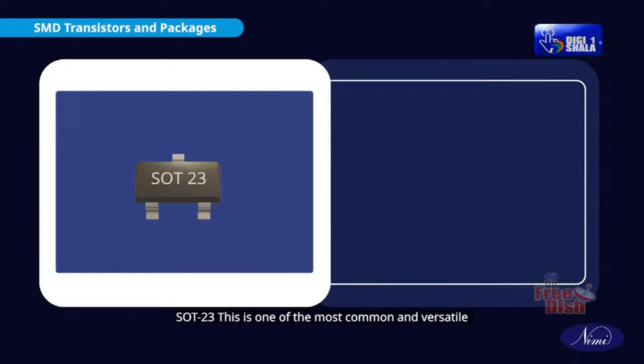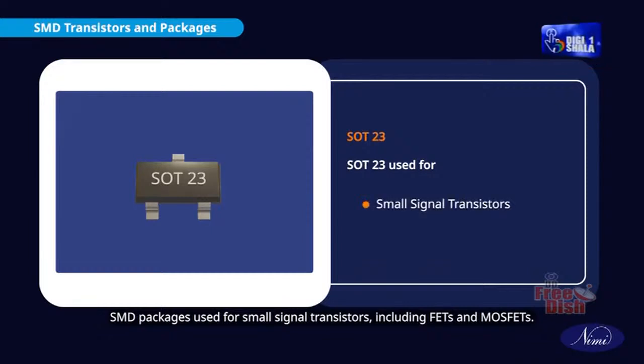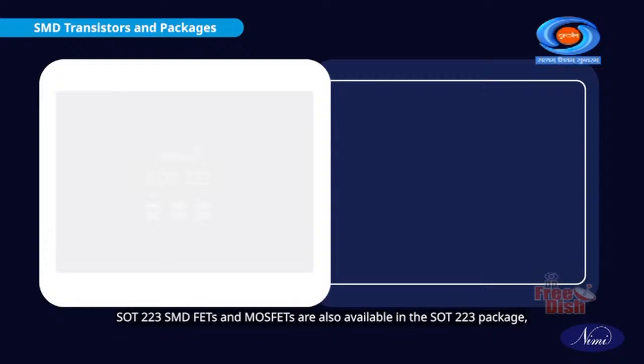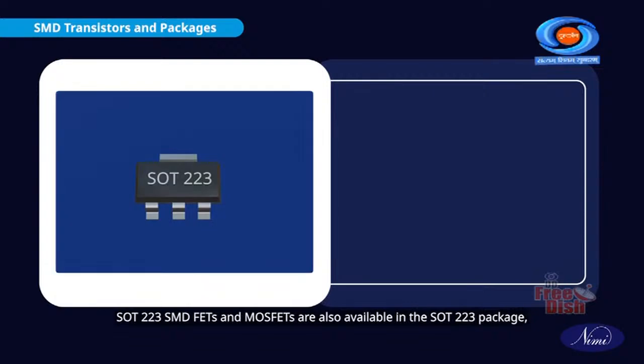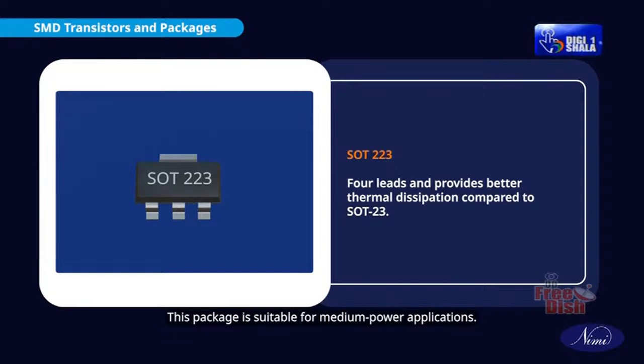SOT23. This is one of the most common and versatile SMD packages used for small signal transistors, including FETs and MOSFETs. It typically has 3 leads and is suitable for low power applications. SOT223, SMD FETs and MOSFETs are also available in the SOT223 package, which has 4 leads and provides better thermal dissipation compared to SOT23. This package is suitable for medium power applications.